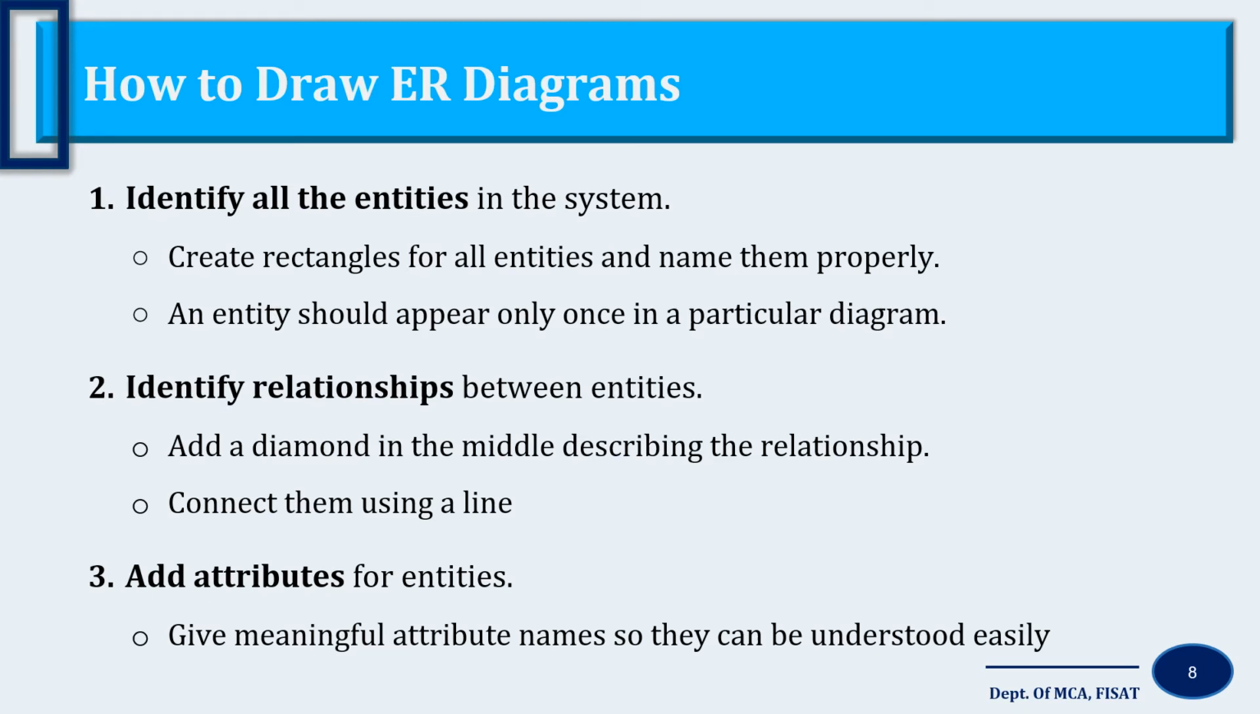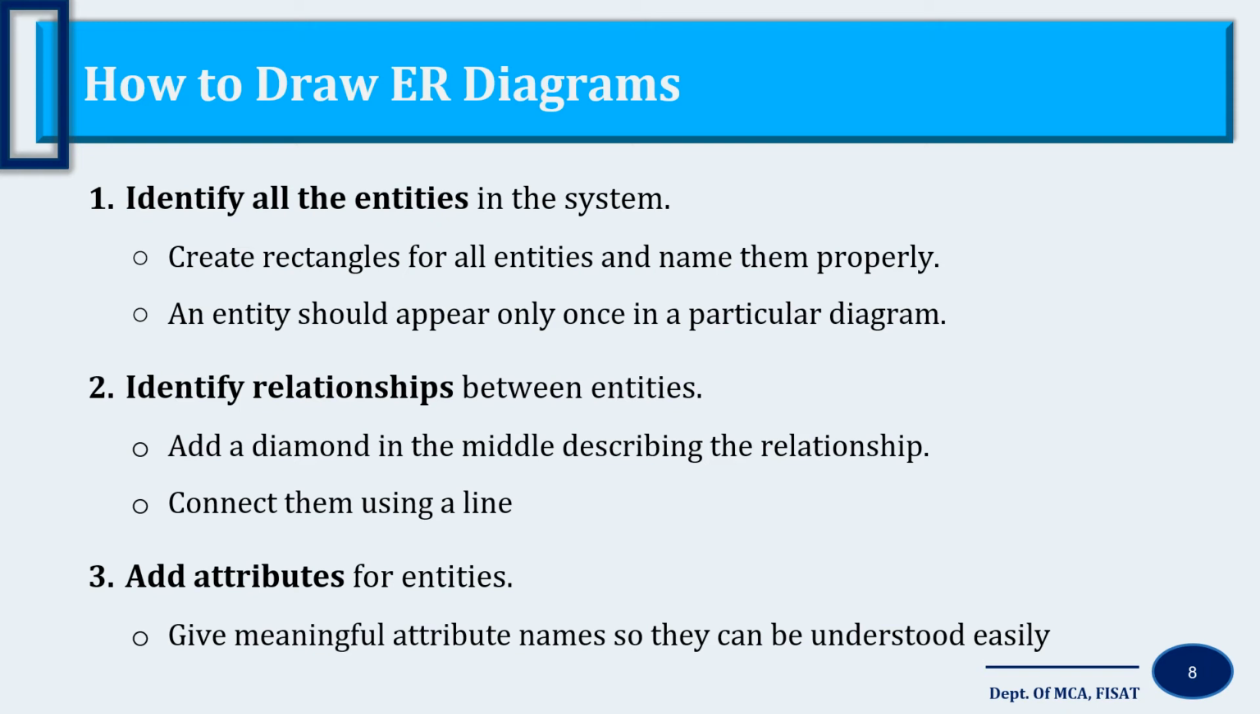Once you are given a scenario, from the scenario we have to identify the entities. So the first step is to identify all the entities in the system, then give a proper name for identifying each entity. The entities are represented in an ER diagram using rectangles, right? So we have to create rectangles for all the entities. The main point is that an entity should appear only once in an ER diagram.